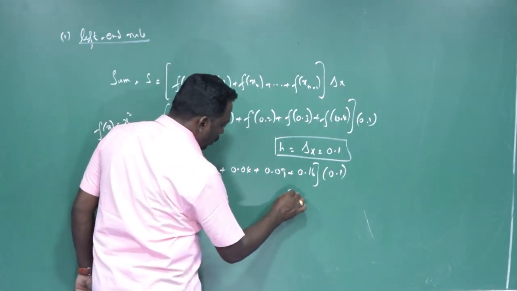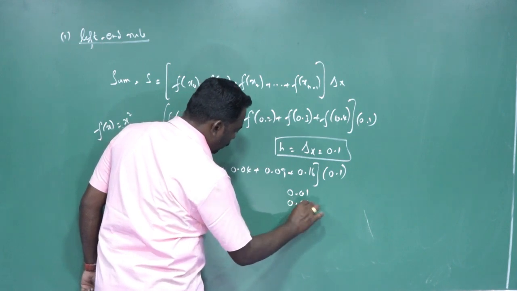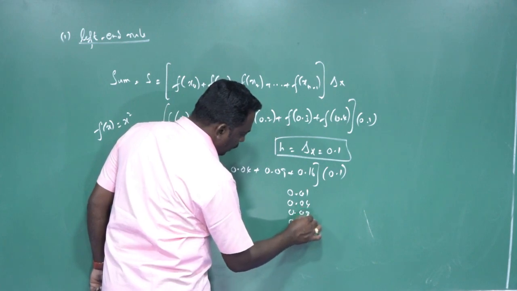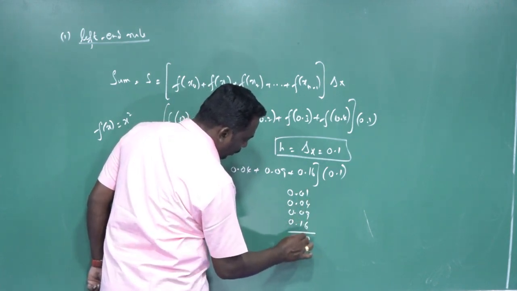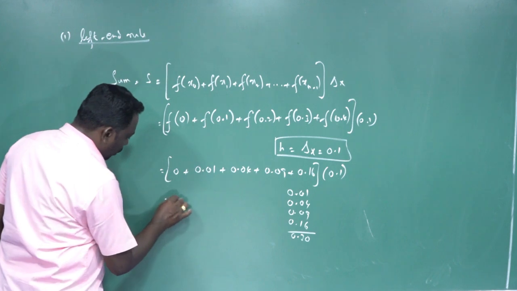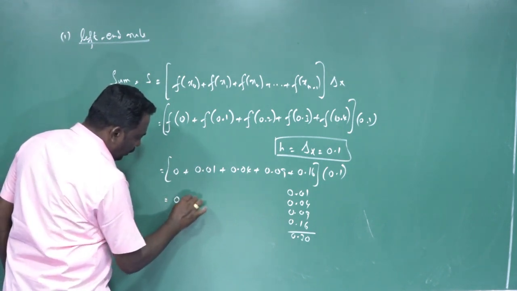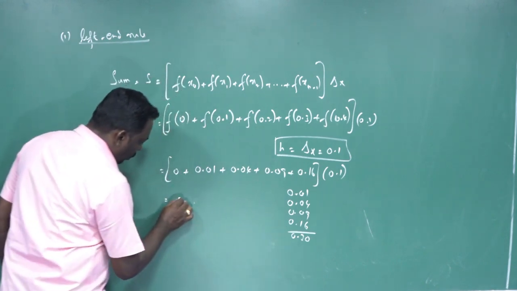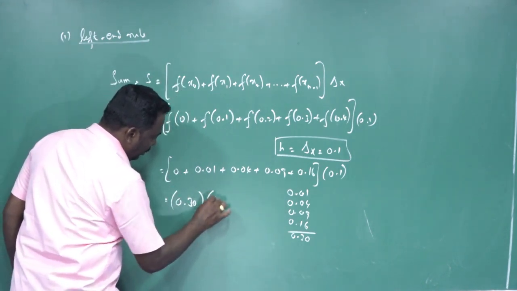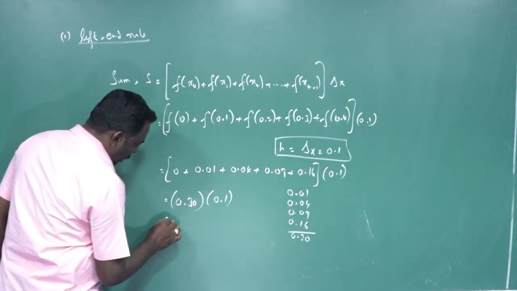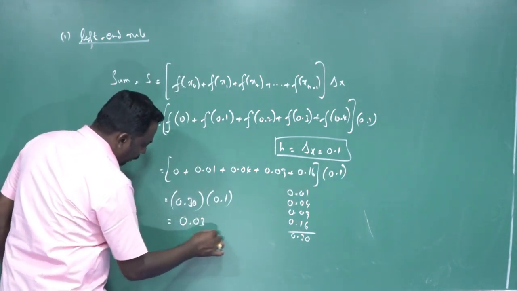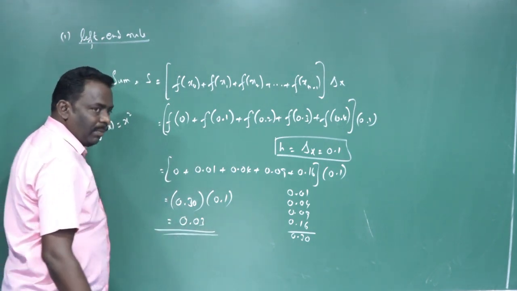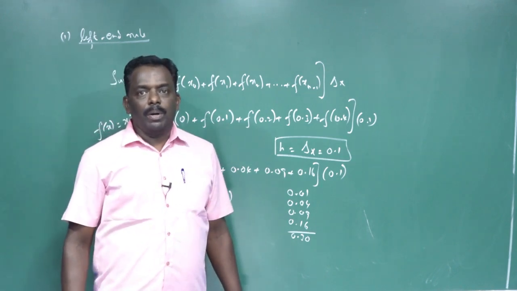Now adding the values, 0.01, 0.04, 0.09, 0.16, that sums to 0.30. The value of the summation equals 0.30 into 0.1, which is the difference. Now multiplying, the value 0.03 is called the left hand rule, a finite value obtained by applying the Riemann integral.